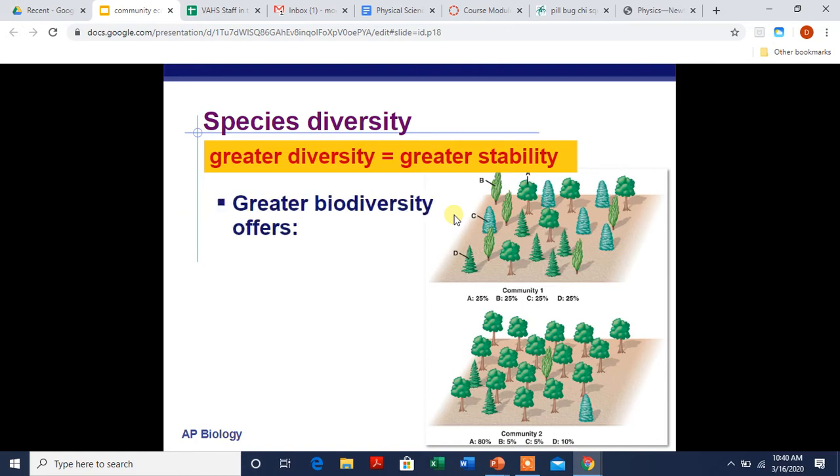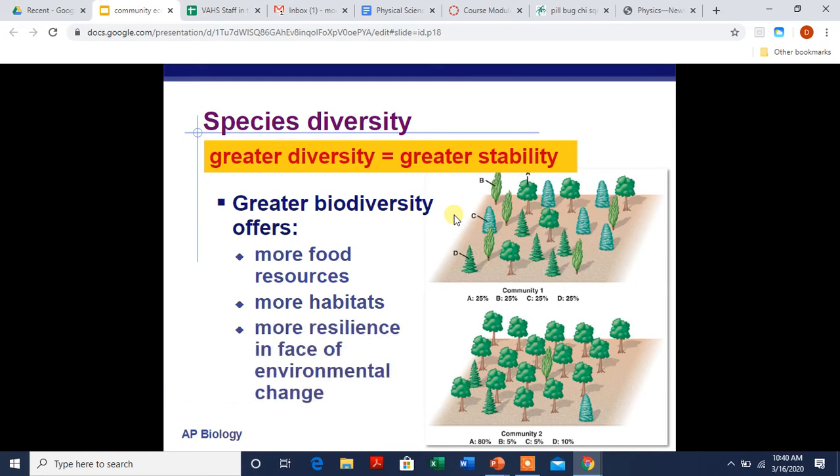So, a greater biodiversity or species diversity offers more food sources, more different types of plants and animals that can be fed upon, more different habitats, more sources to find shelter, and like I was mentioning, more resilience in the face of environmental changes. So, for example, if a wildfire would come and threaten a community, one that had a higher species diversity would not only resist the fire, but also would bounce back much more quickly than one that hadn't been as diverse.